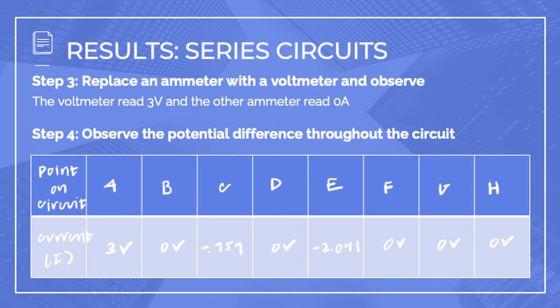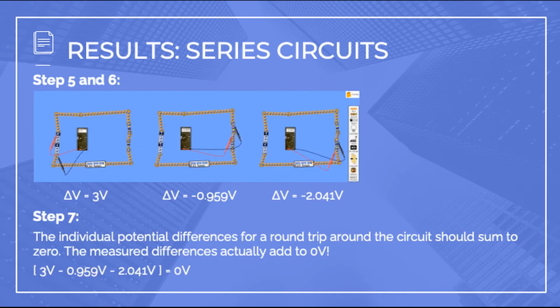Then we were asked to find voltage readings across different segments of the circuit. I replaced the voltmeter with a wire to complete the circuit. And then for segment A, I found the voltage to be 3 volts. For segment B, 0 volts. For segment C, negative 0.959 volts. For D, 0 volts. For E, negative 2.041 volts. And then for F, G, and H, all 0 volts. The sum of the voltage readings is 0, which means that the potential difference is also 0.